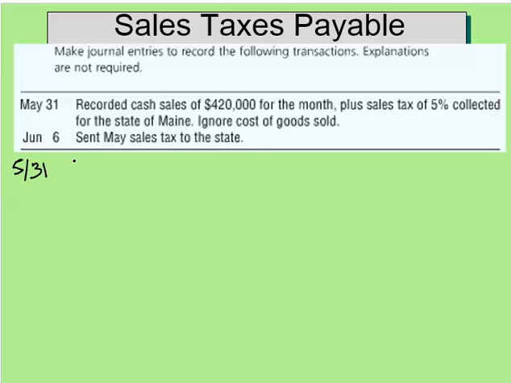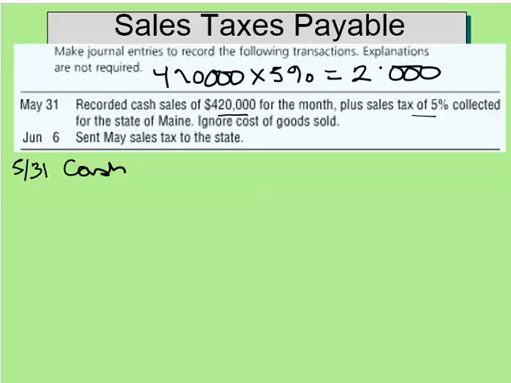We would debit cash for the amount collected from our customers. So that is not only going to include the sales amount of $420,000, but the customers will also pay the 5% sales tax. Let's calculate what that sales tax will be. So $420,000 times 5% equals $21,000. Okay. So our cash collected will be $420,000 plus $21,000, which is $441,000.